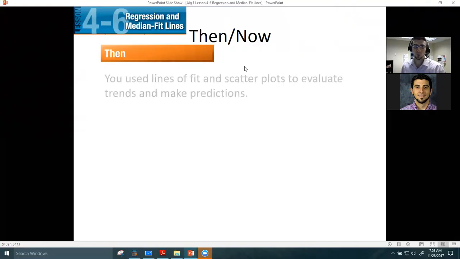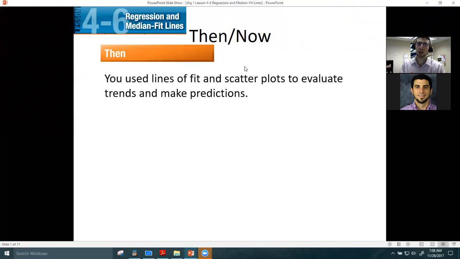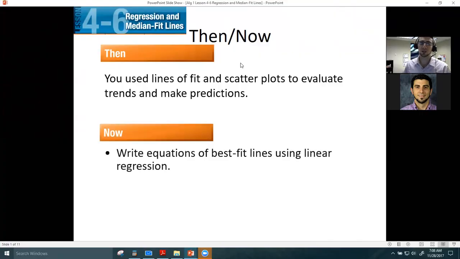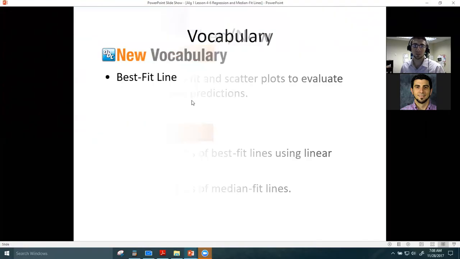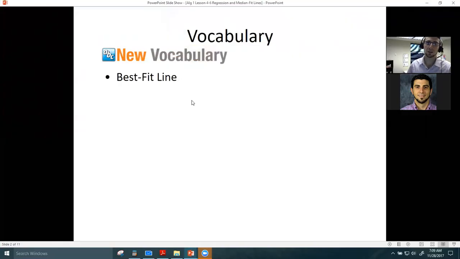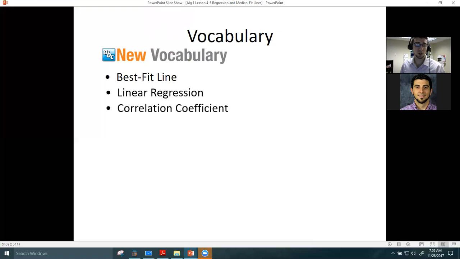So previously in the last section, we used lines of fit and scatter plots to evaluate trends and make predictions. And now we're going to write equations of best fit lines using something called linear regression, and write equations of what are called median fit lines. So best fit line is definitely some vocabulary: linear regression, something called correlation coefficient, and residual and median fit line.